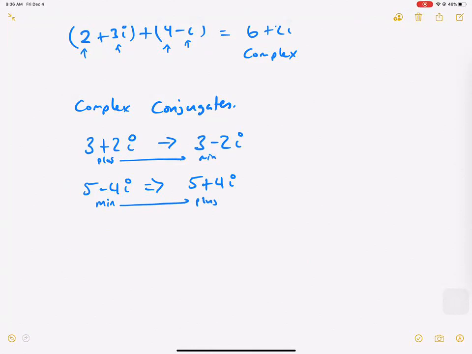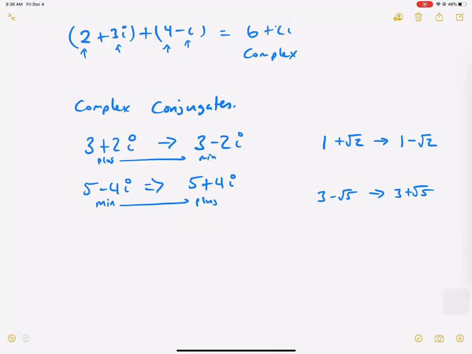Our conjugate is we're going to take this weird frame of a complex number. We actually also do this for square roots. If I say 1 plus square root of 2, the conjugate of 1 plus square root of 2 is 1 minus square root of 2. The conjugate of 3 minus square root of 5 is 3 plus square root of 5.